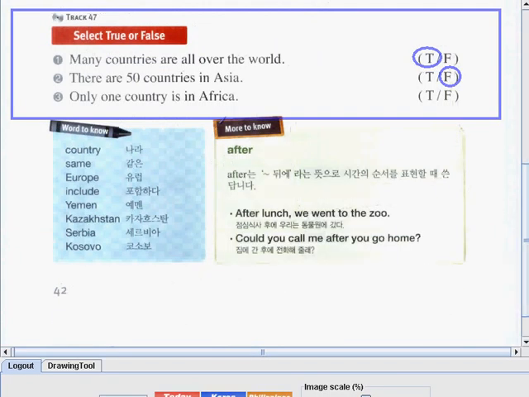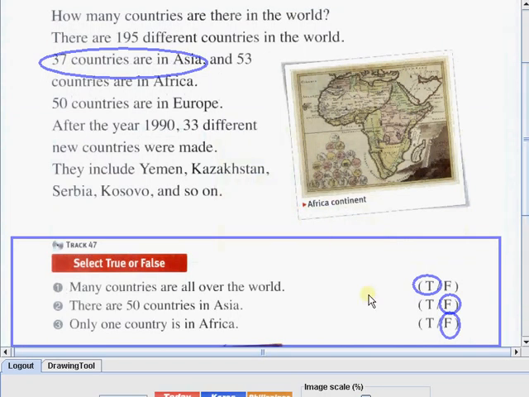Number 3, only one country is in Africa. Okay, this is F or false. It is false because in Africa there are 53 countries. So this one is wrong. So our answer here is false.